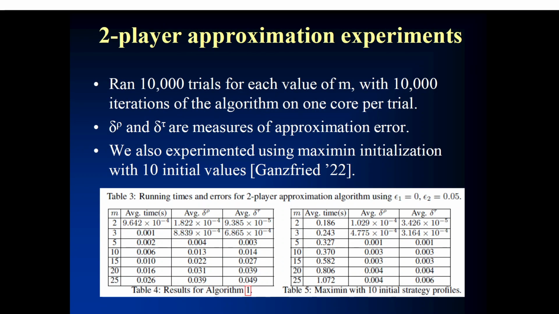And for the approximation algorithm, it's much faster. We can see that we can get up to 25 in a fraction of a second, but it has some degree of approximation error. I also used a version of fictitious play that has maxi-min initialization, which is a little bit slower. We can see for 25 it takes about 1 second, but it has much lower approximation error. And so, this is a very valuable, scalable approximation algorithm.